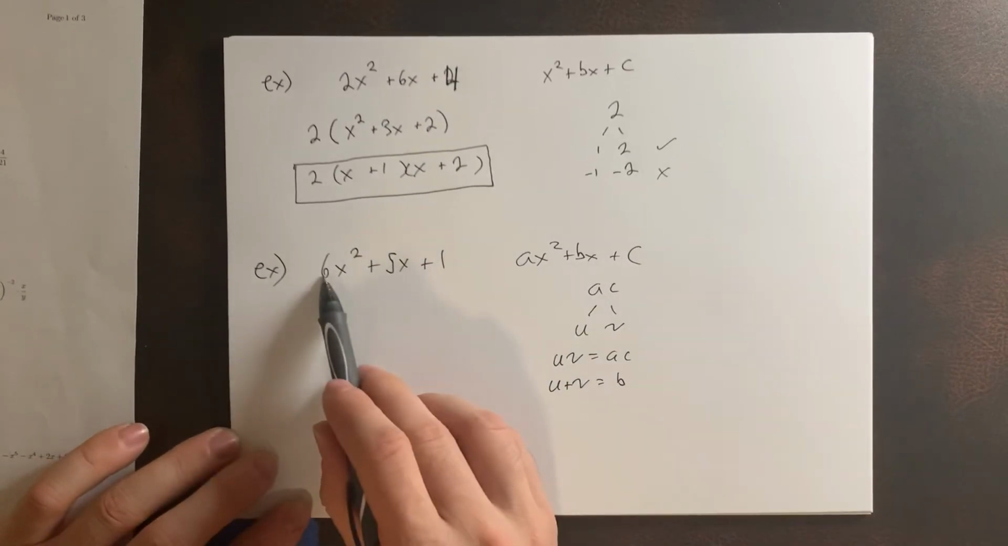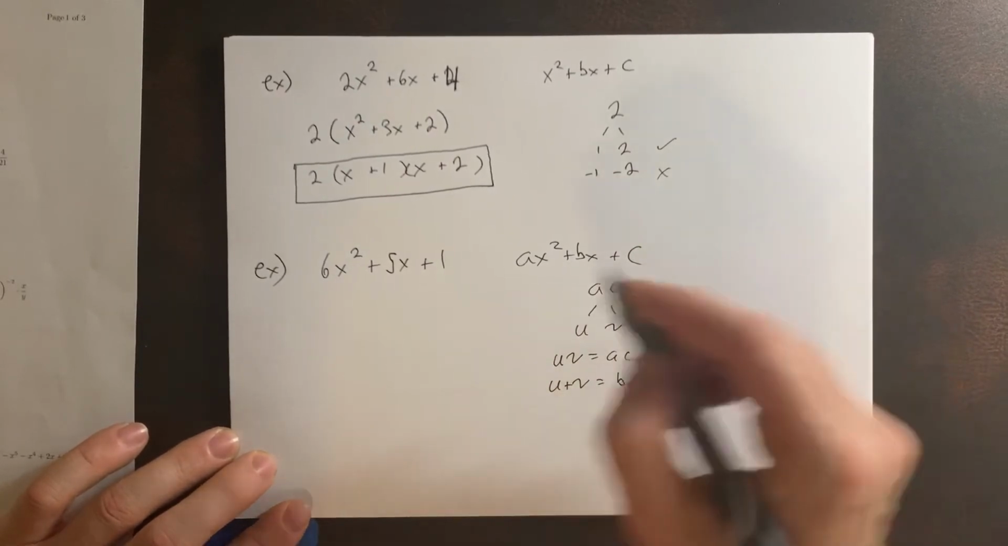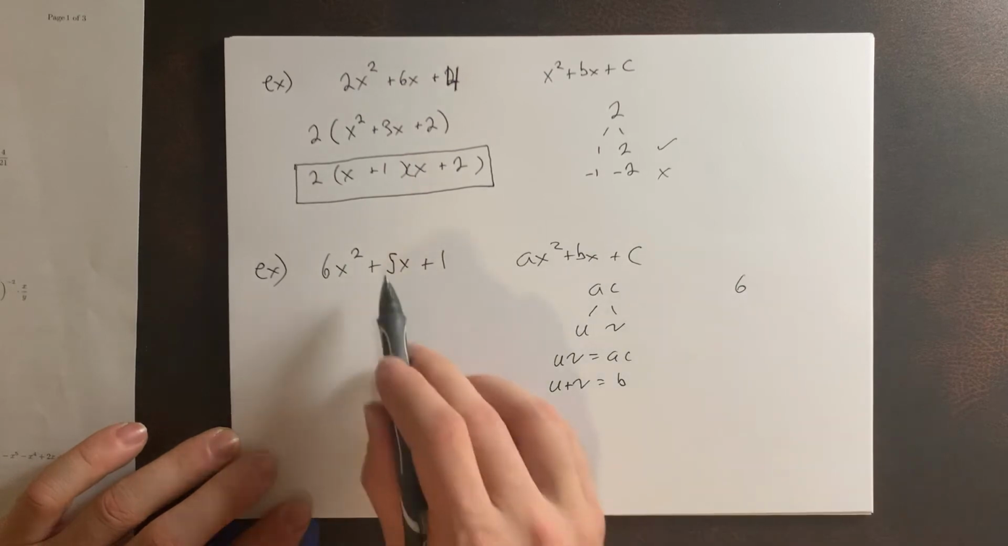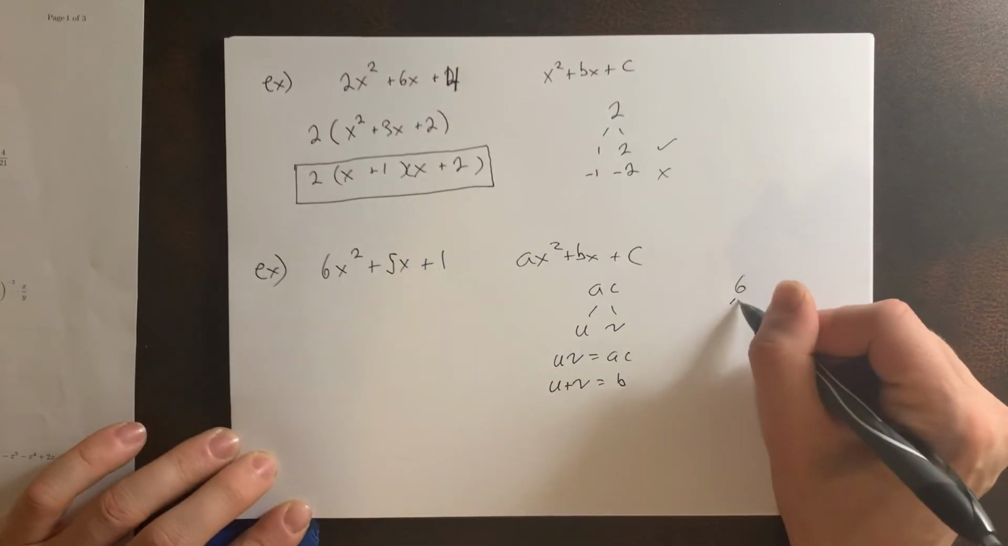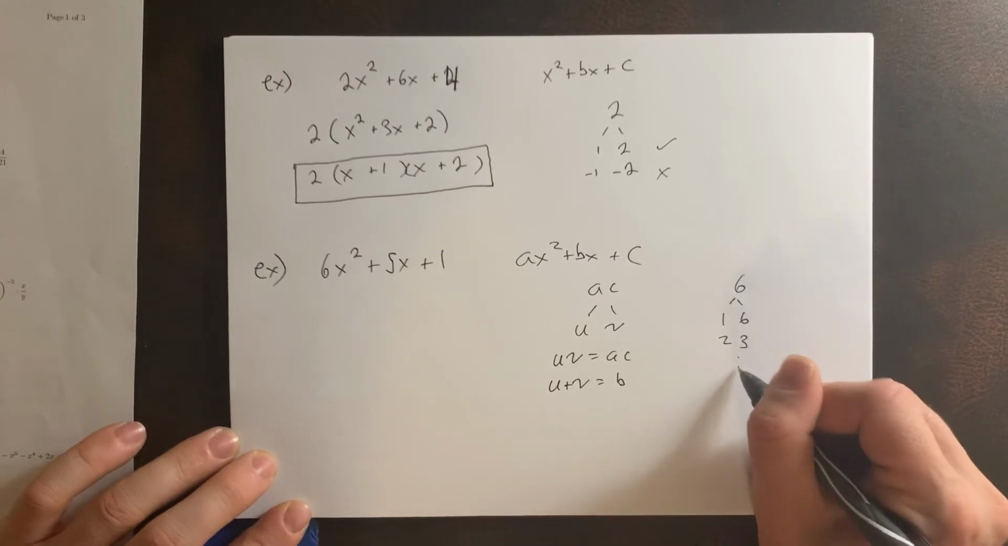So in this problem, our a is 6 and our c is 1. So a times c is just 6 times 1, that's 6. So we need to find the numbers that multiply up to 6 but then add up to our middle number, which is 5. So we have 1 and 6, 2 and 3, and so on.